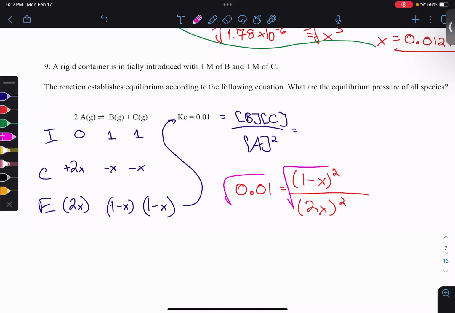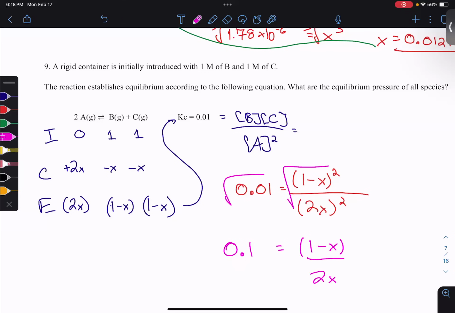All right, so the square root of 0.01, I think, is equal to 0.1, right? And then the squares go away, so now we have 1 minus x over 2x. Does that require the quadratic? Nope, that is just simple algebra. That you need to practice, all right? Because how do we isolate x and solve for x?